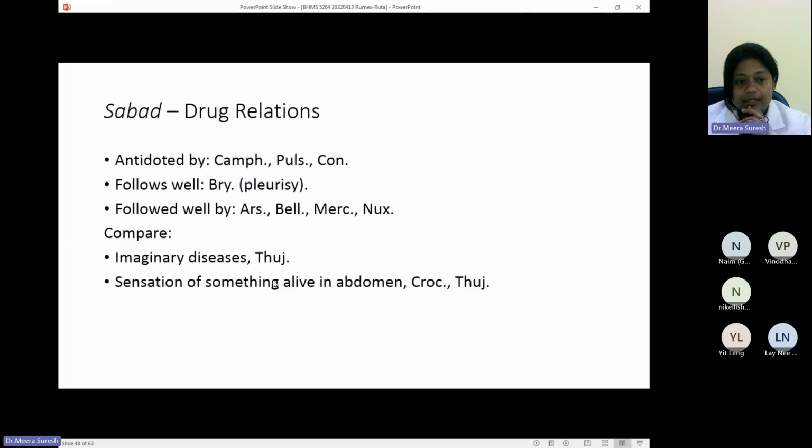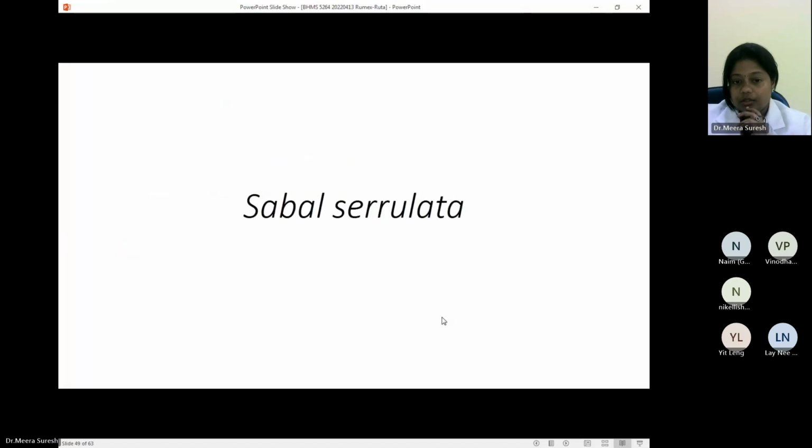Then these are the comparisons. Mostly this one, imaginary diseases, because Thuja is also having so many fixed thoughts. And sensation of something alive in the abdomen, Asafoetida, and it is moving about, Crocus and Thuja.